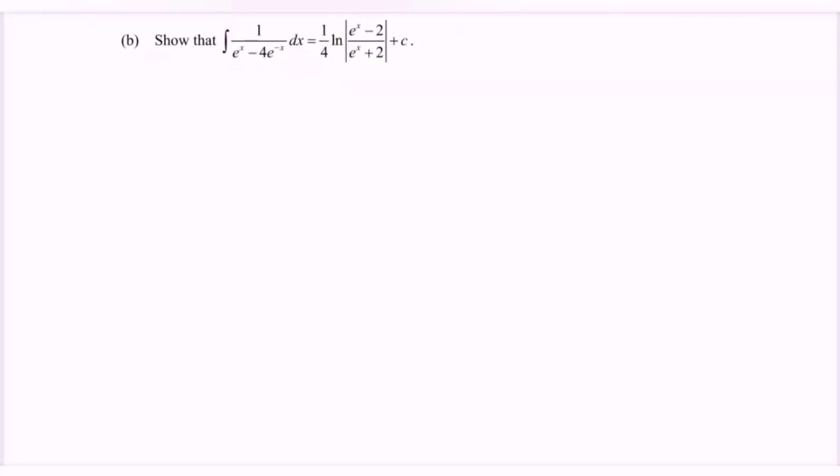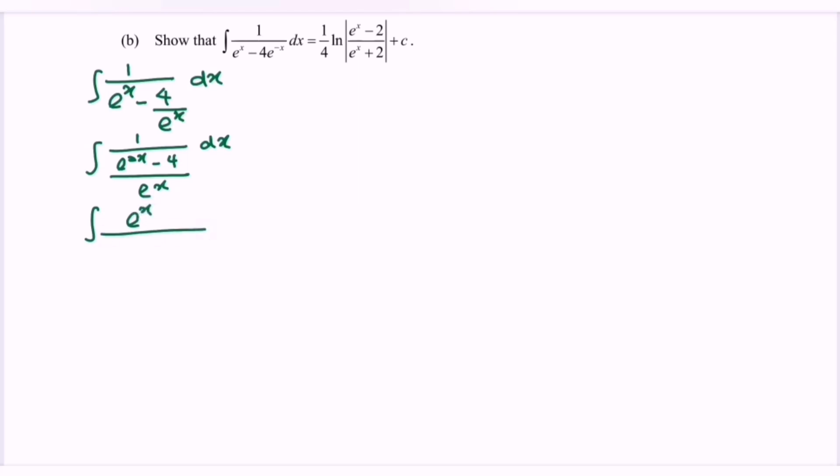Kindly refer to part b. Show that the expression holds. Focus on the left hand side where we have the integral of 1 over e to the x minus 4 over e to the x with respect to x. Focus on the negative 4 over e to the x. Kindly equate the denominator. So we integrate 1 over e to the 2x minus 4 over e to the x dx. Rewrite the expression. So we will have the integral of e to the x over (e to the x) squared minus 4 with respect to x.